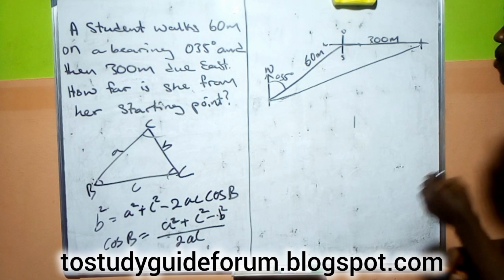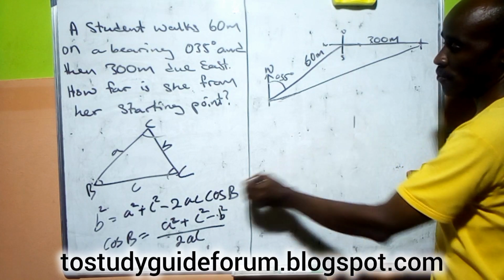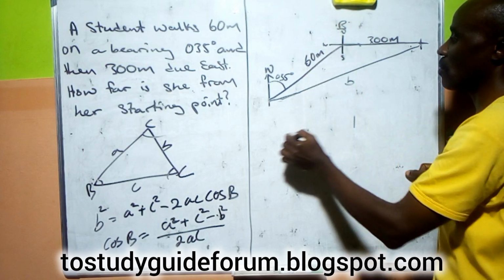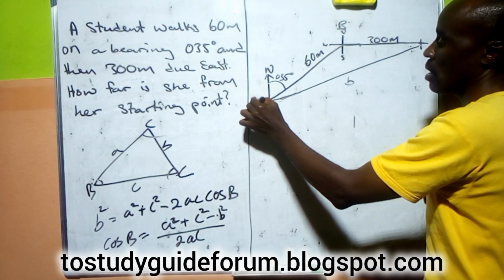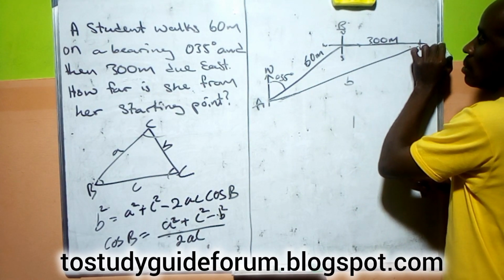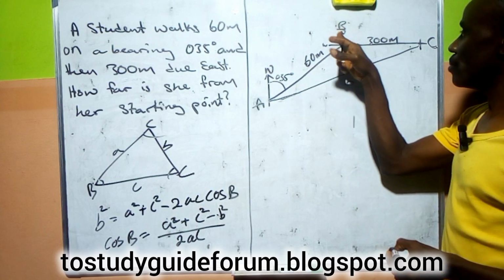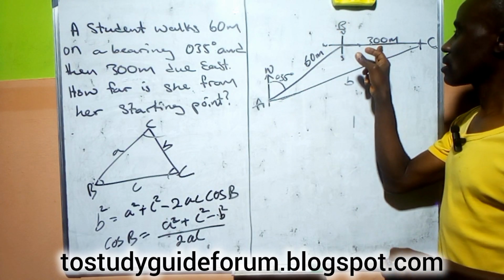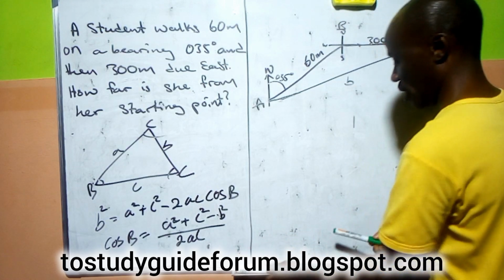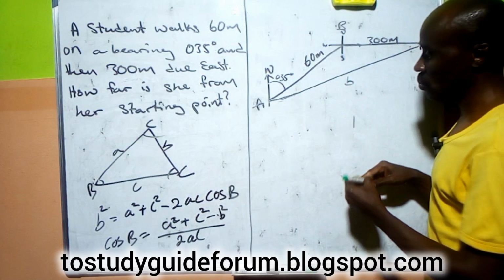In this case, we are looking for this side. From what we have done, we can say this one is b, with the capital angle B, this one is a, and here will be c. So let's quickly drive in. Based on what we have here, b is what we are looking for.